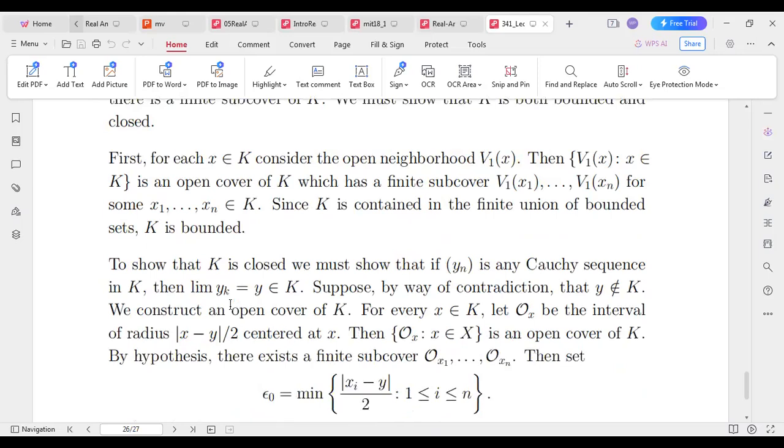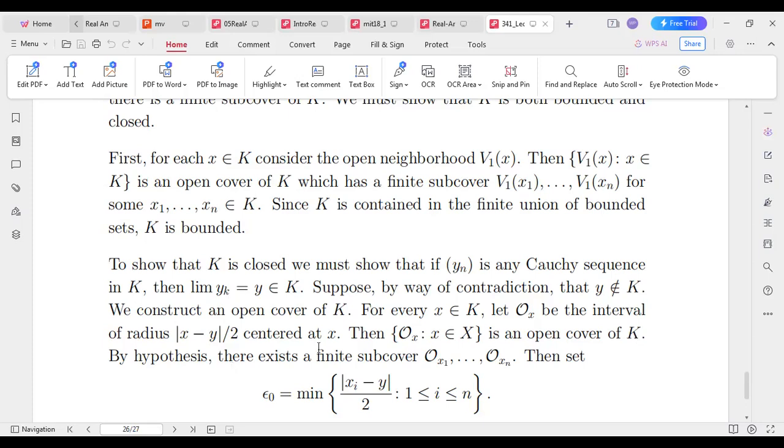Now to show that K is closed, we must show that if y_n is a Cauchy sequence in K, then the limit of the sequence y_k equals y belongs to K. Suppose by contradiction that y doesn't belong to K. We construct an open cover of K: for every x belongs to K, let O_x be the interval of radius |x - y|/2 centered at x. Then the collection of O_x such that x belongs to K is an open cover of K.